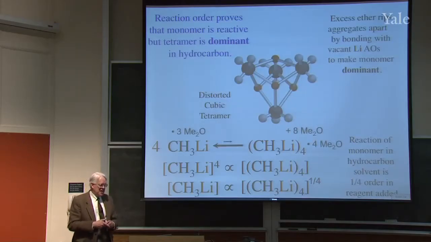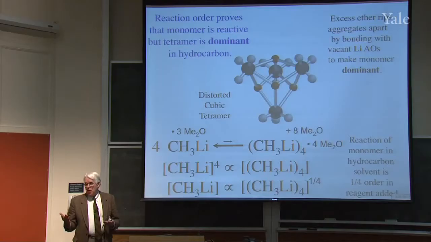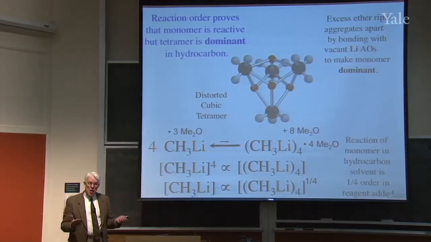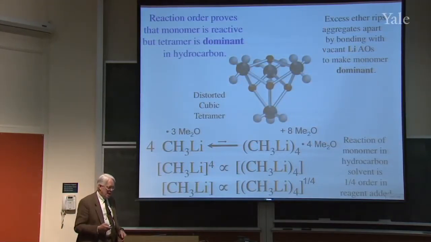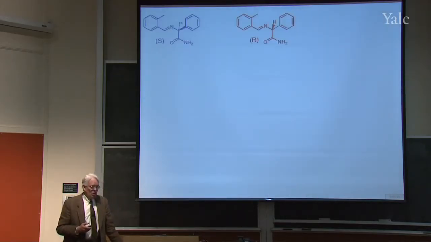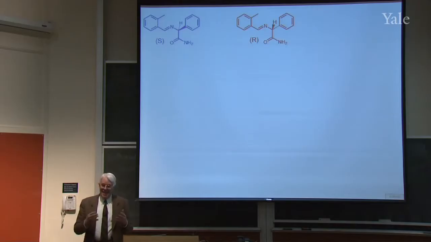But if you have excess ether, then the reaction shifts to the left, and if you add 16 times as much stuff, you increase the concentration of the monomer by a factor of 16. Then it's first order in how much stuff you added. Okay, so the reaction becomes first order. So that's one example of a weird kinetic rate law, a weird, fractional dependence on concentration.